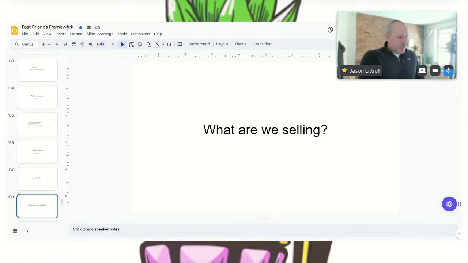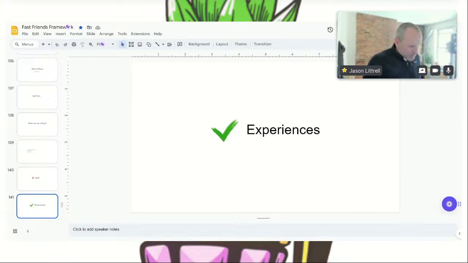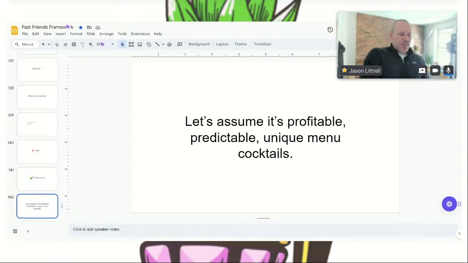But first, let's talk really quickly about what we're selling. Are we selling menu cocktails? Are we selling food? Are we selling merch? What are we really selling? Not stuff, experiences, right? So let's assume that what we want to sell is a profitable, predictable, unique menu cocktail. Let's say we're not necessarily a temple of mixology, but we've done the math on our drinks and we want to sell them because we know they're profitable. So we're not going off script. We're not going into the wild and pouring chartreuse swizzles at the same price as our menu cocktails. We're selling menu cocktails because we know they're profitable, we know they're what makes us us, and that's what we want to sell.